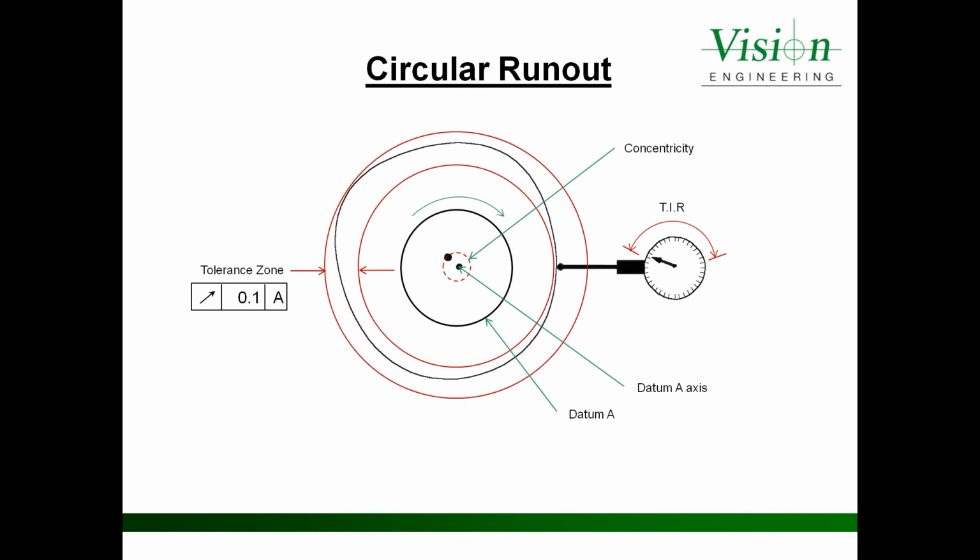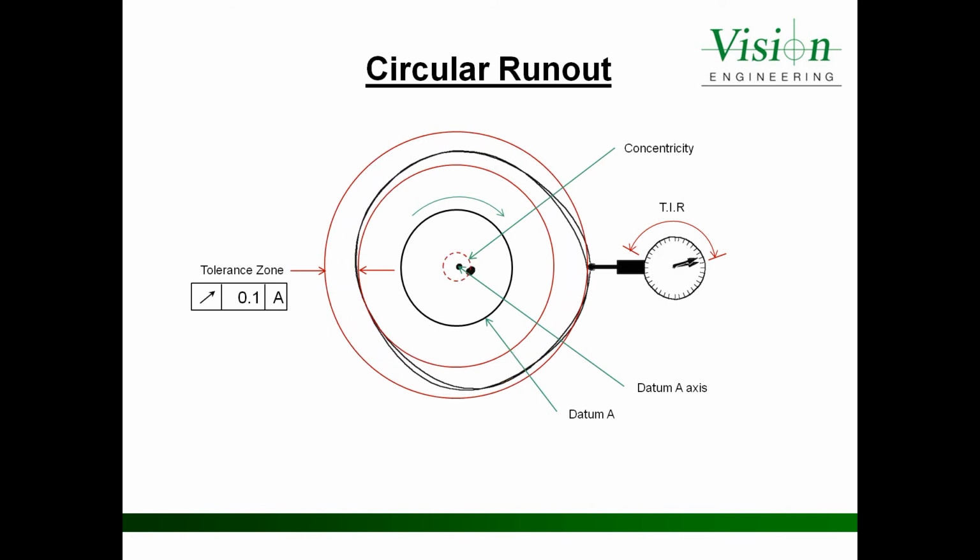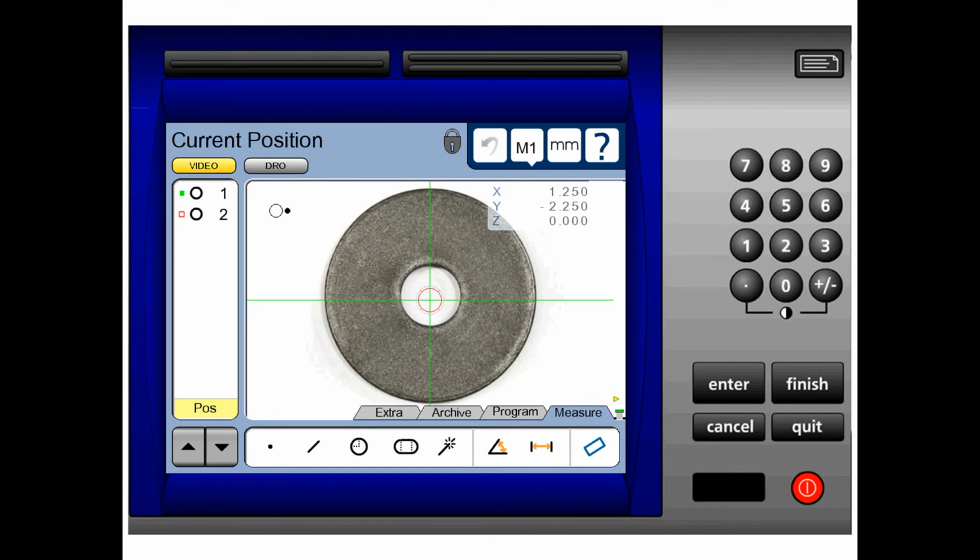Now let's have a look at measuring circular runout in our readout. In our previous illustrations, we had already measured 2 diameters. Circle 1, our inside diameter, datum A, and circle 2, our outside diameter, that we measured back to datum A. Because we've already measured these 2 diameters, there is no need to remeasure them. We can simply recall the measured features and apply our circular runout.